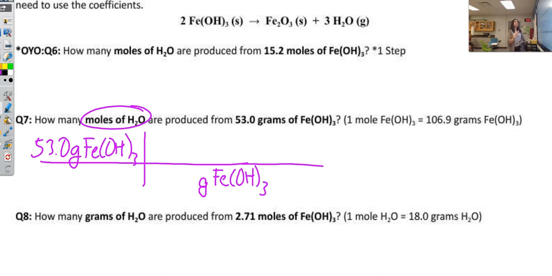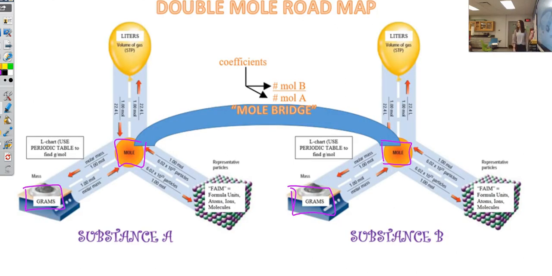Okay, so I'm going to take a look because I want to map this out. What I mean by map it out is take a look at where are you starting and where are you ending. Where are we starting? Grams of this FeOH3. Where are we ending? Moles of H2O. So we are switching our substance, so keep that in mind. So let's take a look at our map, and let's see where are we starting, where are we ending. So I'm starting with substance A, and I'm down here at grams. Where I want to get to is where? Who knows where we want to get? To moles of what? Of substance B. We actually want to get here, because it's a different substance.